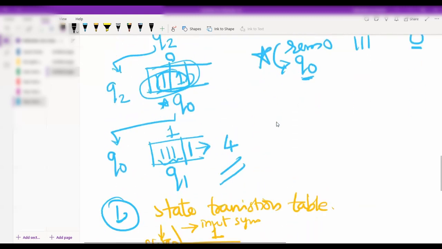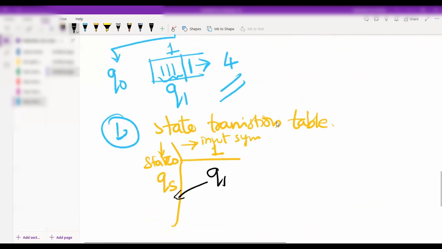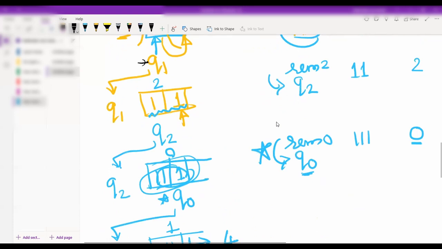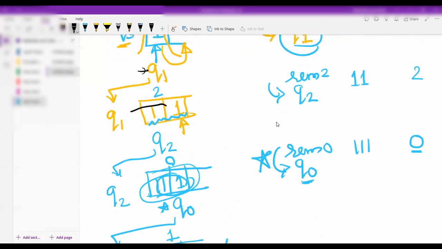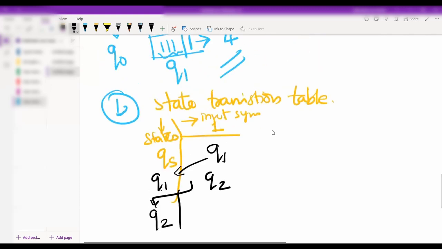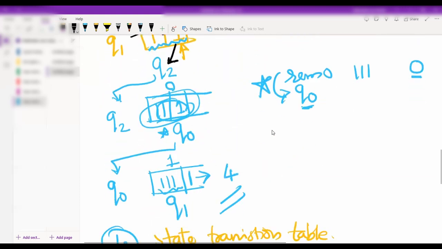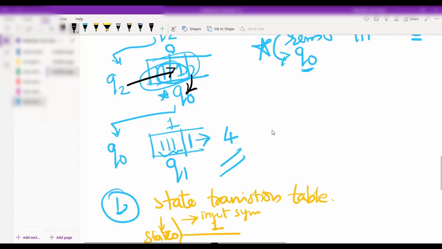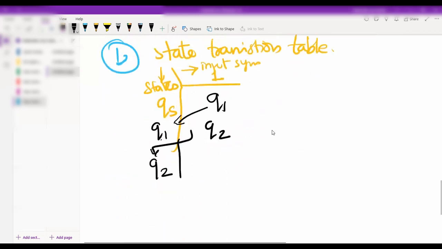Now this will become the resultant state we have to write here. So now we have Q1. Q1 on 1, where is it going? Q1 on 1 generates the resultant state Q2, so we'll write Q2 here. Now Q2 becomes the next state that we have to write. Q2 on 1, where is it going? Q2 on 1 goes to Q0, which is the final state also.